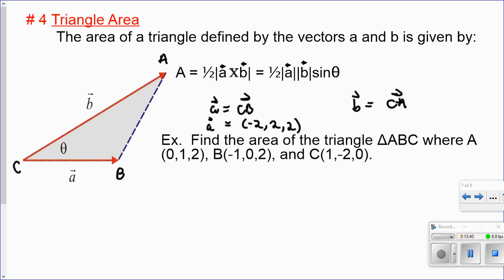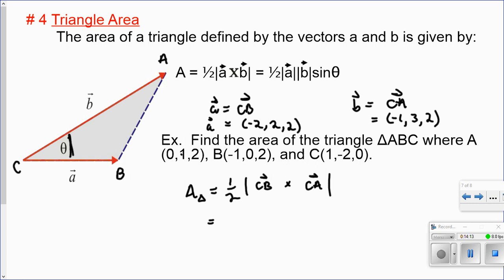Vector B is the vector CA. So I'm going to take A first. That's 0, take away C. So 0 take away 1 is negative 1. 1 take away negative 2 is 3. And then 2 take away 0 is 2. All right, so I have these vectors here. That's going to be vector CB cross vector CA according to my diagram here. And that's what I want because I have this angle here. So I've got the cross product of negative 2, 2, 2 cross negative 1, 3, 2.